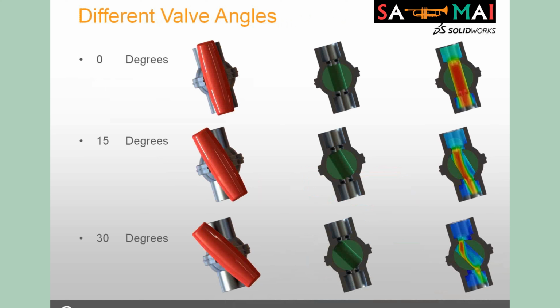So for different valve angles here, just a quick preview of what we're going to see. I'm going to run this at 0 degrees and see what are the fluid parameters. Run this at 15 degrees and then also at 30 degrees. And you're going to see how the flow actually skews and speeds up or hugs one wall or the other based on how that valve angle is changed.